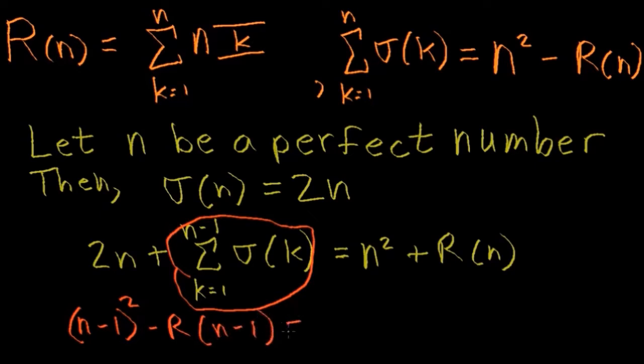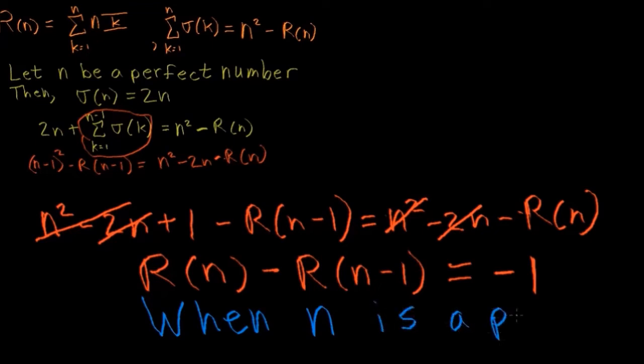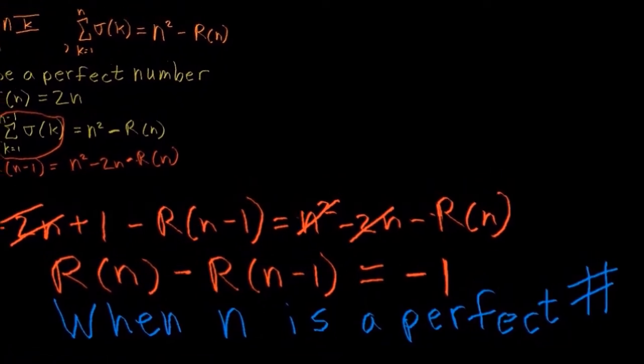So I'm going to fix this mistake of the plus sign there, because I make it again here in red. And so let me refresh the screen. Okay, and so the way it works out is the n squared minus 2n cancels out on both sides, and then we can rearrange it and have this expression: r of n minus r of n minus 1 equals -1 when n is a perfect number. In fact, if and only if n is a perfect number is this the case.